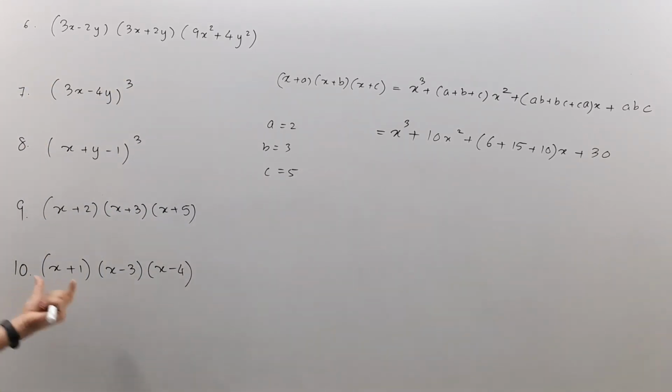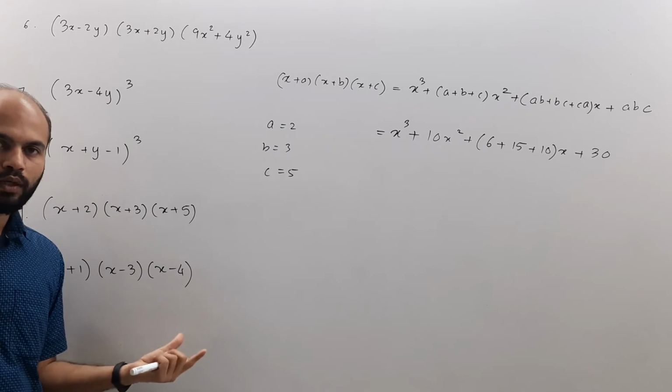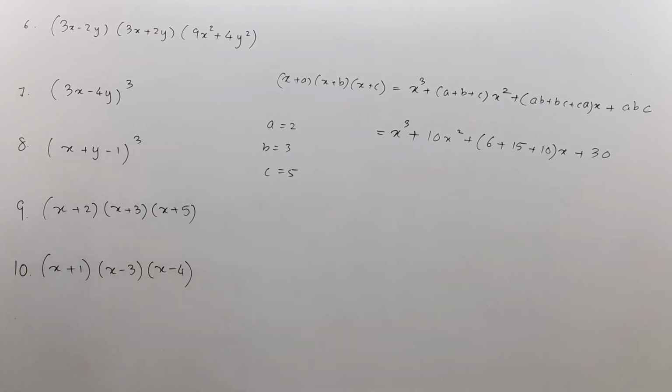Now I leave this as an exercise for you, the last problem, wherein you choose A as 1, B as minus 3 and C as minus 4. If you use this, you will get the answer.